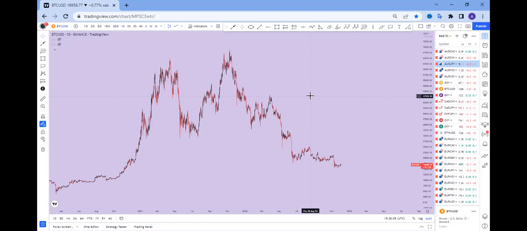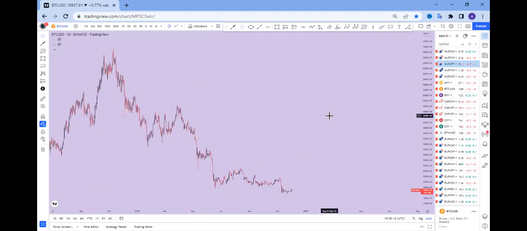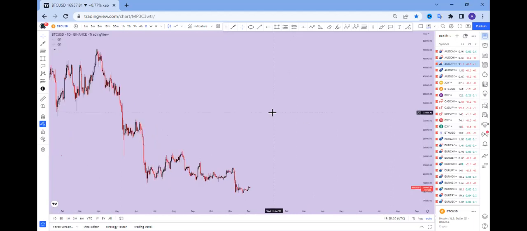So BTC USD. Remember, I said that you use the higher time frame to formulate your directional bias, all right, the highest time frame. So looking at what we have on BTC USD, what is the general bias?